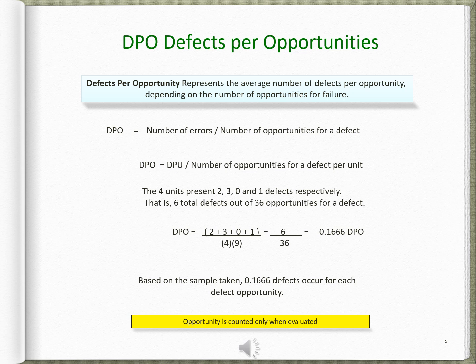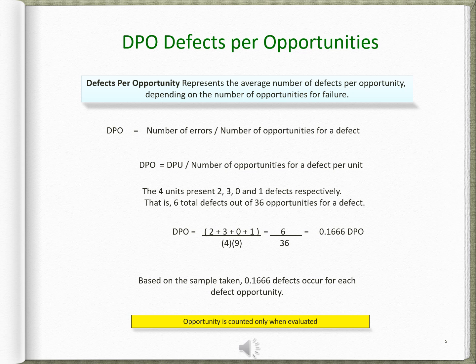DPO stands for defects per opportunity. It is the average number of defects per opportunity, depending on the number of opportunities for failure. DPO is estimated by dividing the number of errors by the number of opportunities for a defect. Alternatively, DPO is calculated by dividing the DPU by the number of opportunities for a defect per unit.